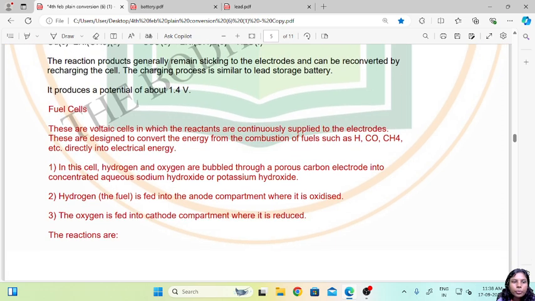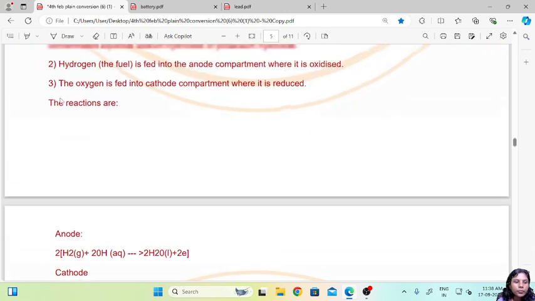The reaction products generally remain sticky to the electrodes and can be reconverted by recharging the cell. So the charging process is similar to that of the lead storage battery. In the same way, you have to apply an external source of energy that will reverse the whole reaction. The potential that is produced by this nickel cadmium battery is 1.4 volts.